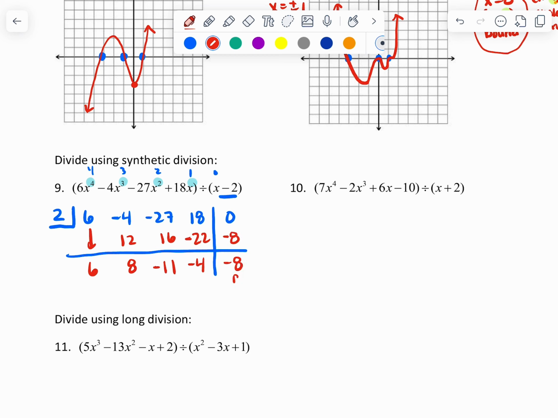Okay, this is your remainder, your constant, your x squared, and your x cubed. So you're going to have 6x cubed plus 8x squared minus 11x minus 4 plus negative 8 all over what you divided by in the first place.